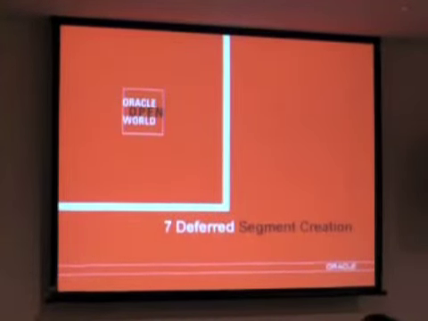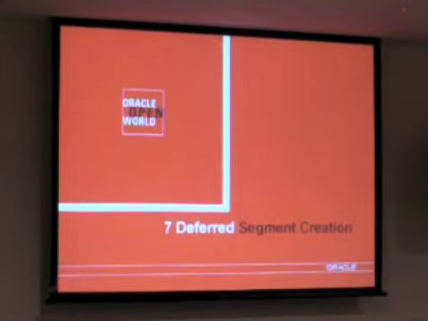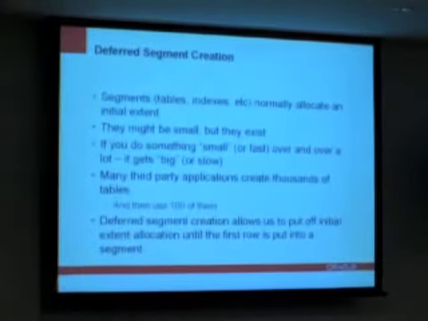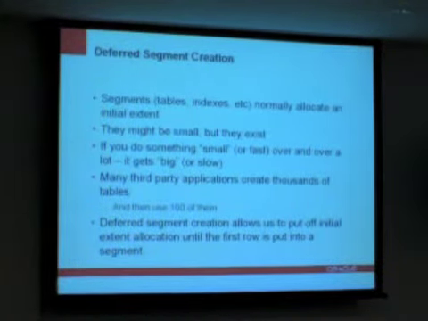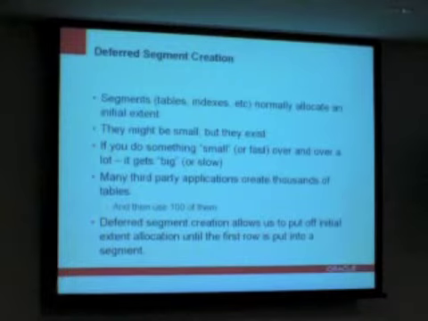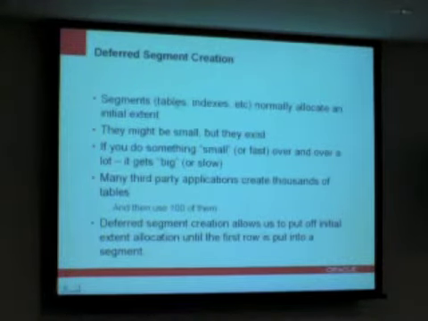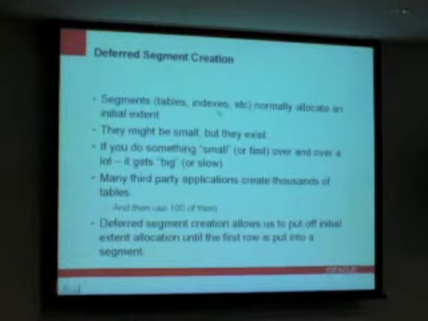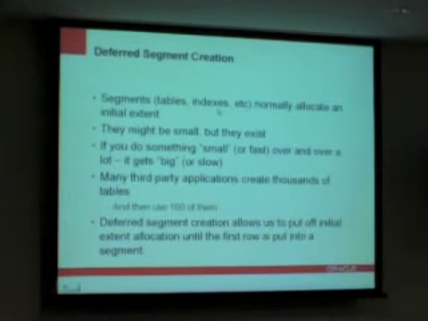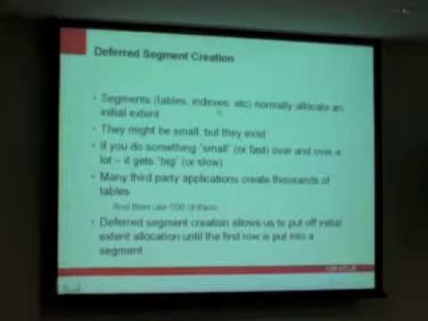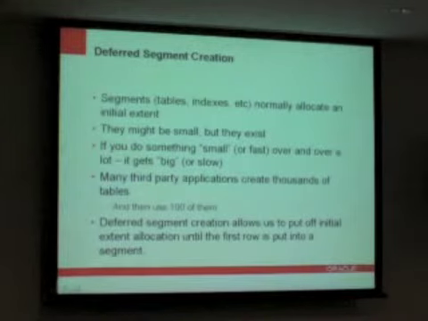Number 7, deferred segment creation. In all releases of Oracle, when you issue a create table or a create index, storage would be allocated for that segment right away. So as soon as you create a table, at least one extent would be allocated. These extents might be small, but they exist.